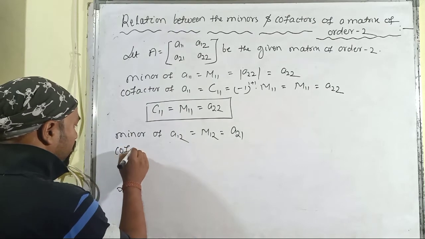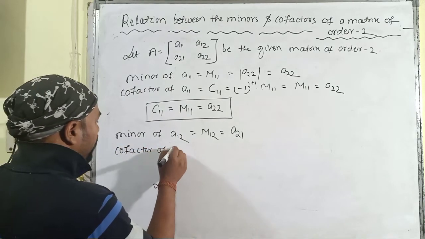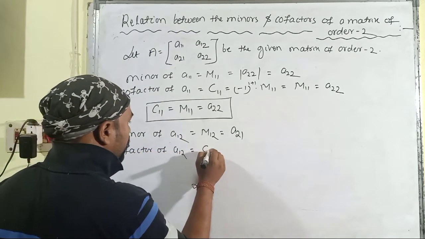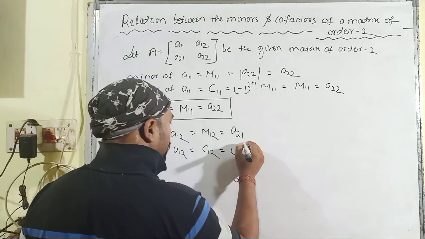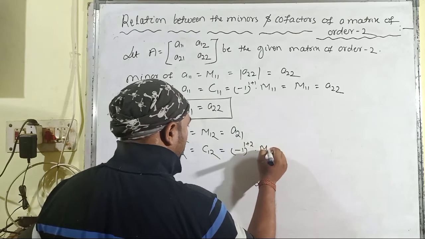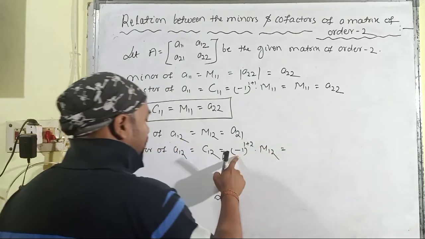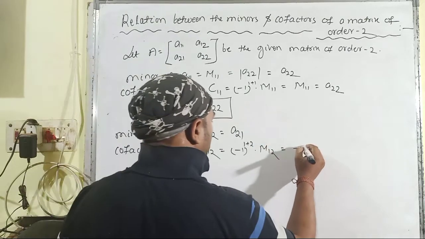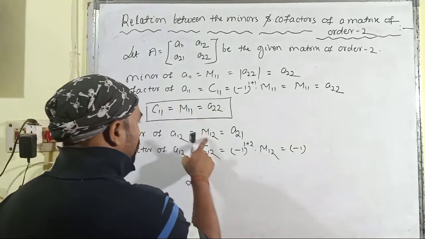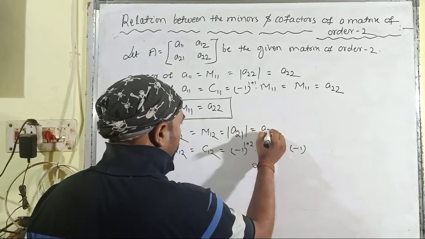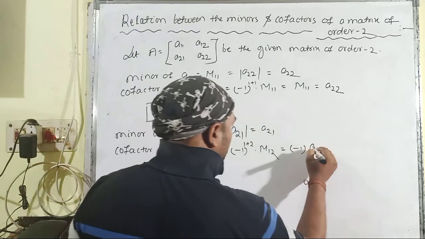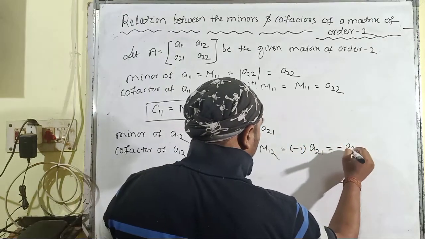Then the cofactor of A12, which is C12, is determined by the formula minus 1 to the power 1 plus 2, multiplied with M12. Minus 1 to the power 1 plus 2 means it is minus 1. The value of M12 is A21, determined by the determinant method. So it is A21, that means minus A21.